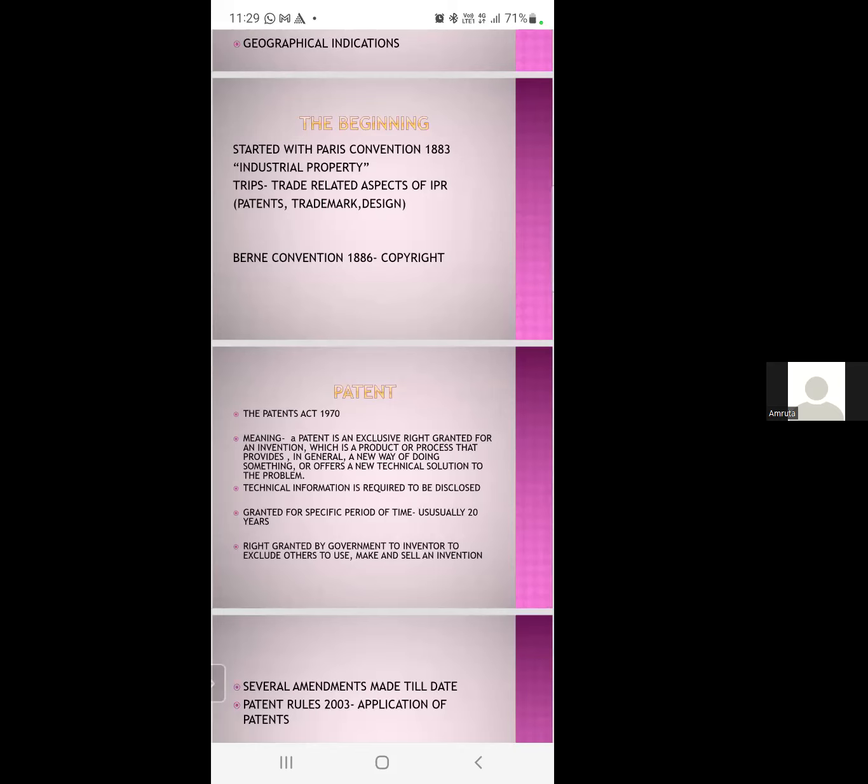All over the world, the term is different. However, now WIPO has given a term which is generally adopted by many countries, which is 20 years. So your patent, once it is disclosed and you have applied and it is granted, the patent is given for 20 years.